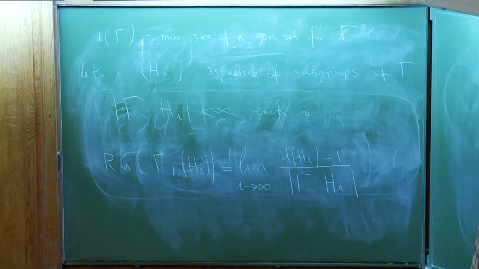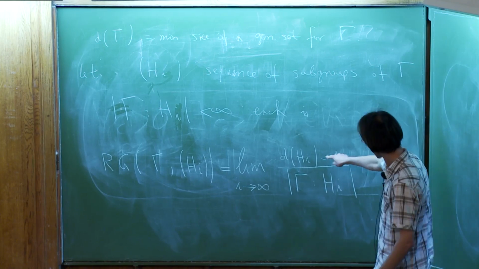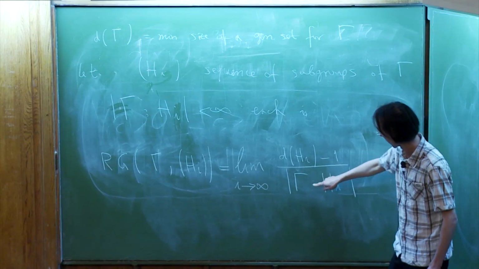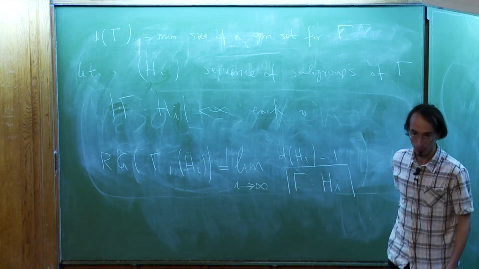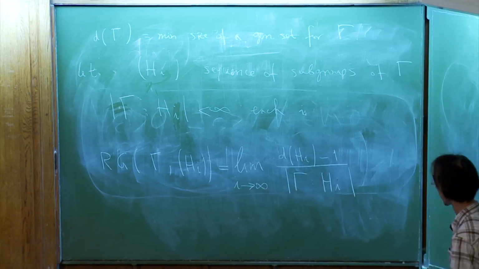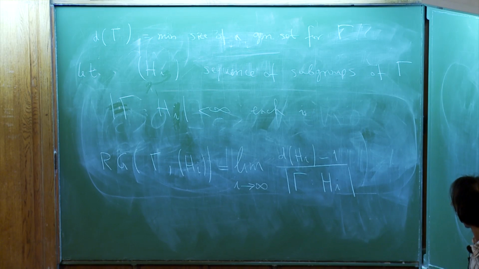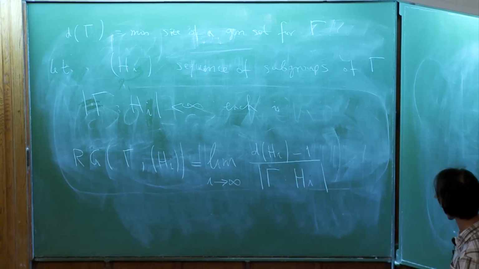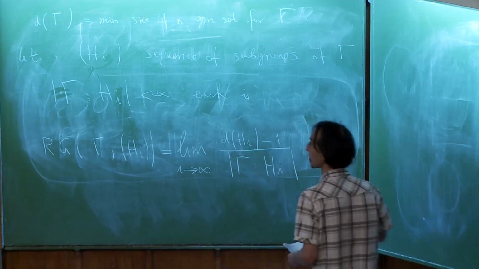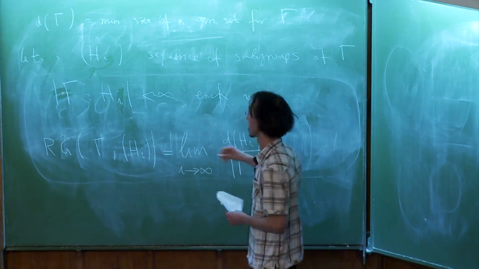Okay, so we take a sequence of subgroups of gamma, each of finite index. And if this limit exists, basically the number of generators minus 1 divided by the index of each H_i, then we call it the rank gradient of gamma with respect to that sequence. And you can ask, okay, why should this limit exist? In general, it may not exist. But it will exist if this sequence is a chain.